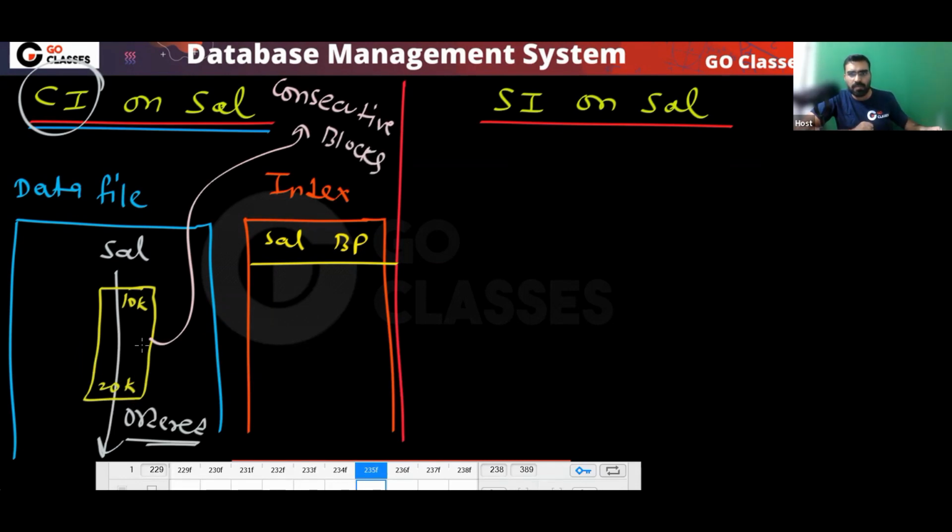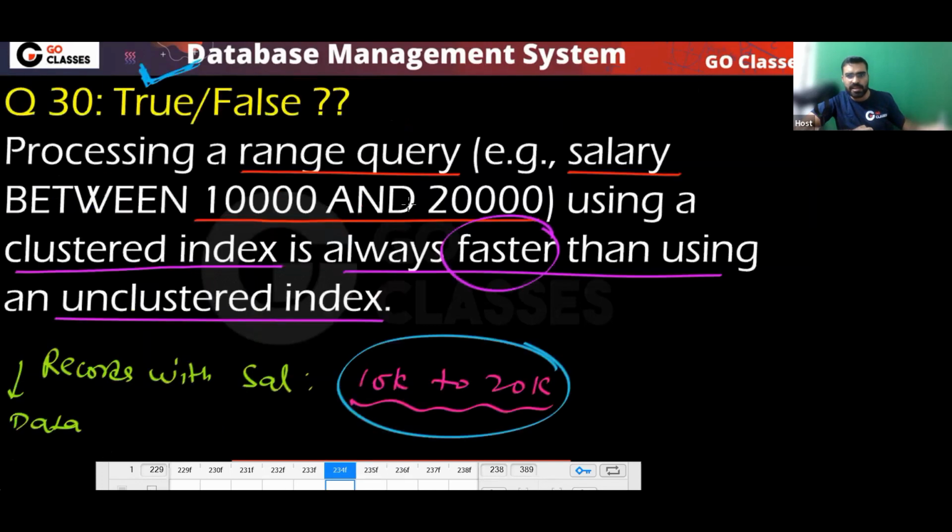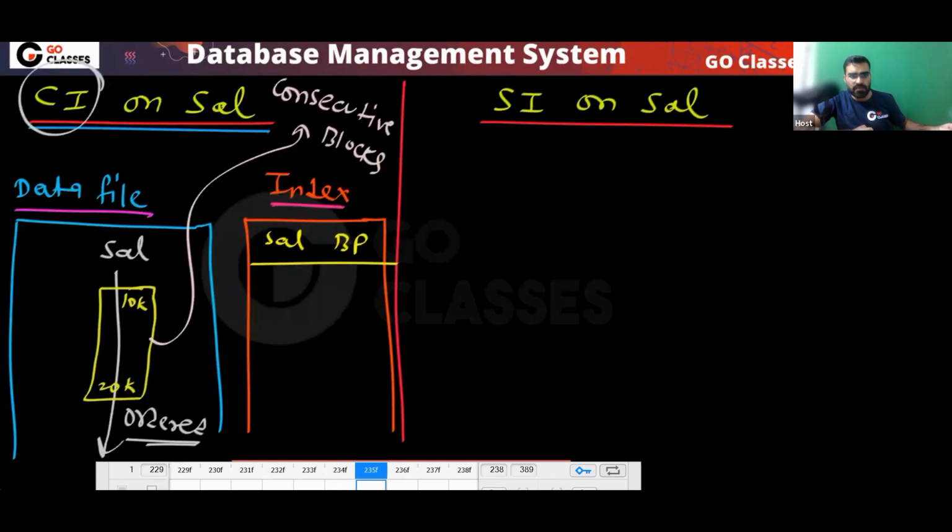This we already know, because if you have a clustering index, it automatically means that the salary is an ordered field in the data file. So this range query will have consecutive blocks. So it becomes very easy. You can very easily find the 10K.